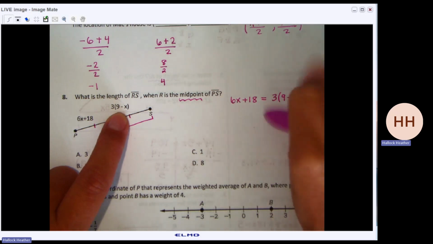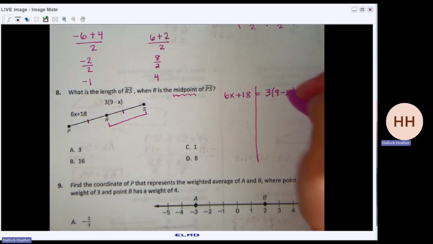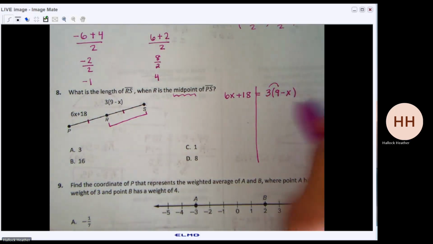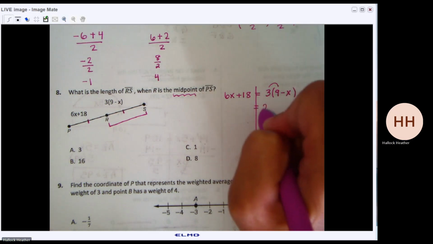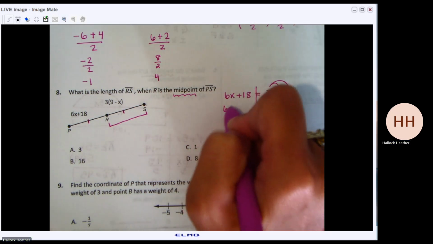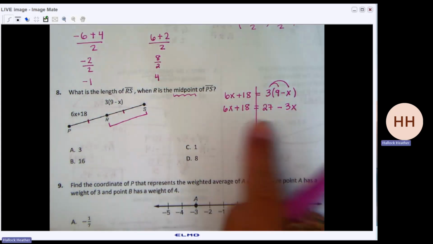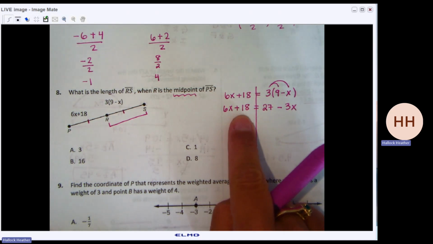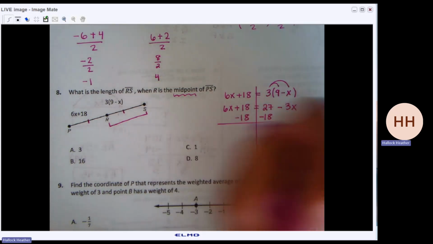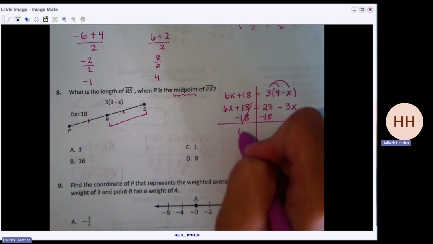minus x. So first thing I'm going to do is get rid of my parentheses using the distributive property. If I distribute into my parentheses, 3 times 9 gives me 27. 3 times negative x is negative 3x. Now you could pick what you want to move. I like to move the numbers first. So I'm going to move the 18 across this line. I'm going to subtract it, because it's positive, from both sides. What you do to one side, do to the other side. 27 minus 18 gives me +9.